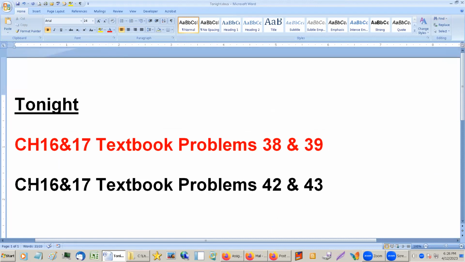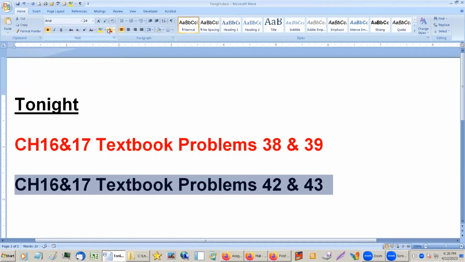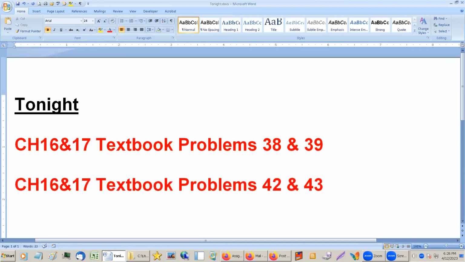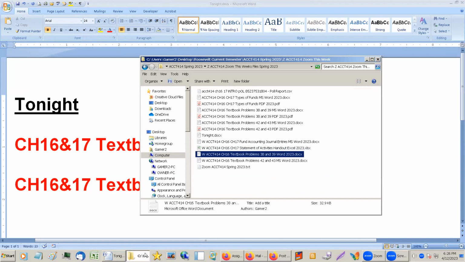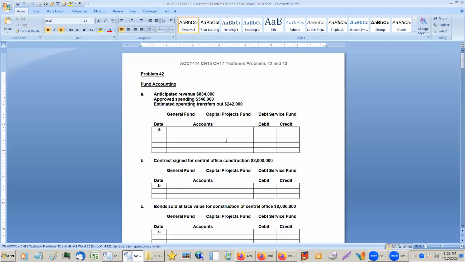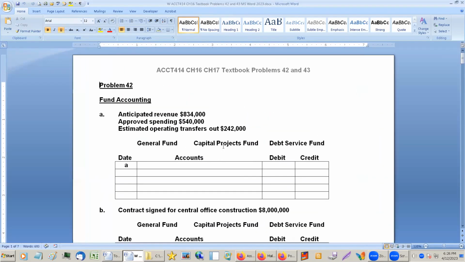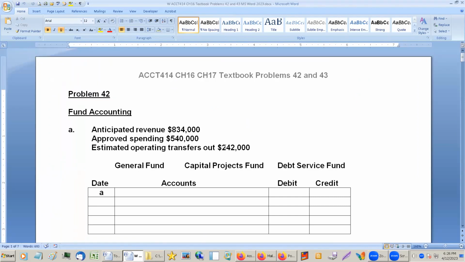Okay, well, let's go on to the next one. We're going to do a few more. We're going to do one more journal entry problem, just because the more you do it, like anything, the better you get at it. And then we're going to get into the financial statements, the fund accounting financial statements.